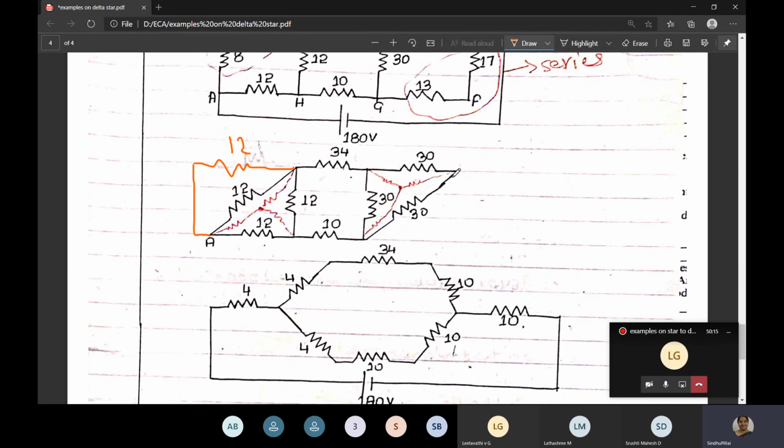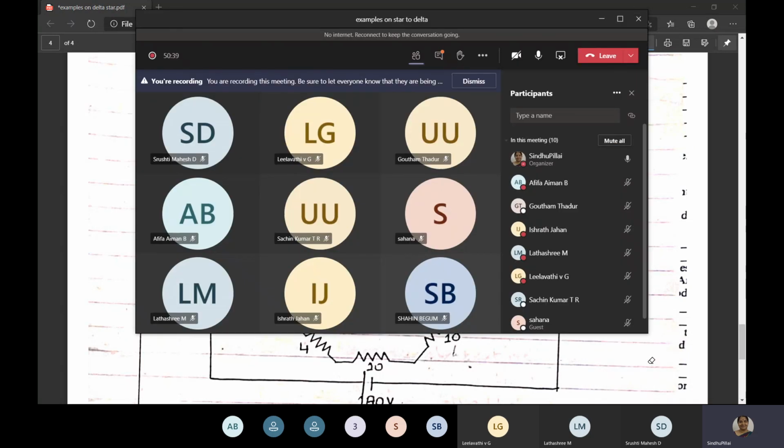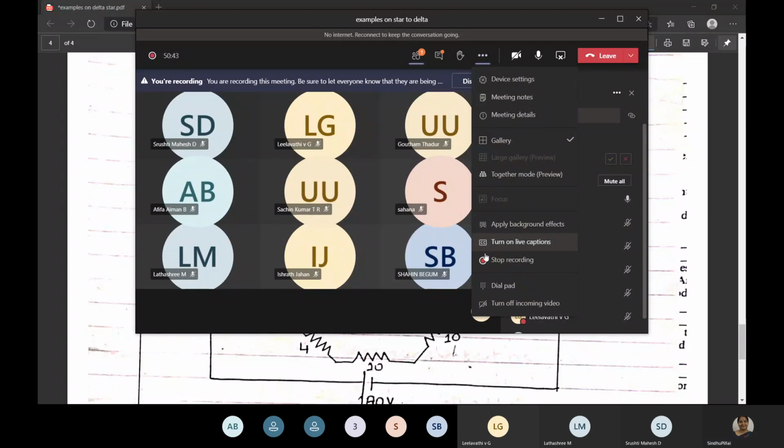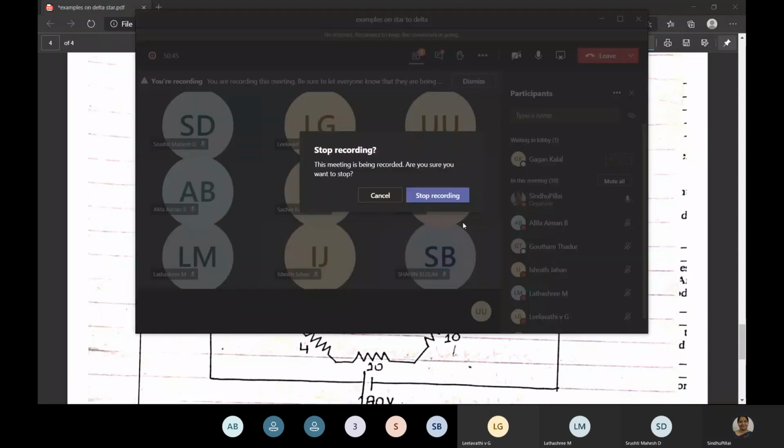Here also the 30 ohm can be pulled here. It can be written here. It looks like delta. Instead of putting this extra line, they have put it in the corner. In that way you should be able to analyze. Getting it? So these are some examples that have been shown. Still there are so many examples here. If you have any doubts now, you can ask me.